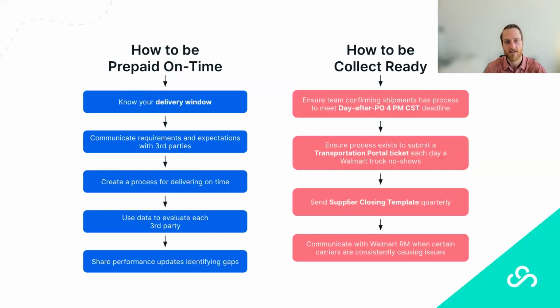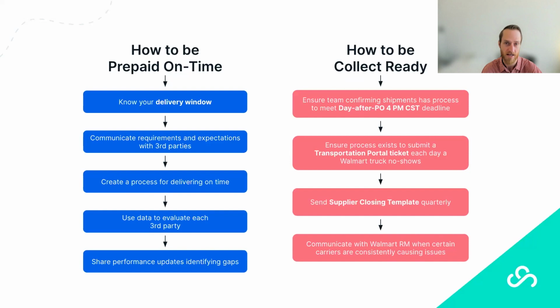So lastly, prepaid and collect, more on the on-time side. If you're prepaid, you definitely want to know your delivery window. If you have a 1 day window versus up to a 4 day window, your strategy might be a little bit different. Obviously with 1 day, you've got to be there on that day to hit the requirement. If you have a 4 day window, for one, you might not want to aim for the last day of the window because you don't give yourself any buffer on the late side.